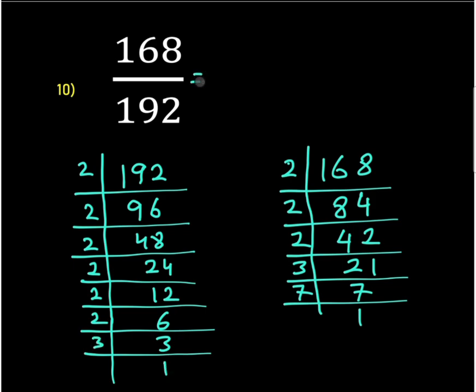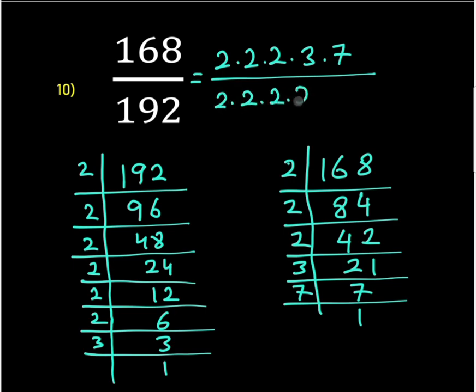Now we can write, instead of 168, these prime numbers: 2 times 2 times 2 times 3 times 7. Instead of 192, write these prime numbers. We have six 2's, and also we have one 3.